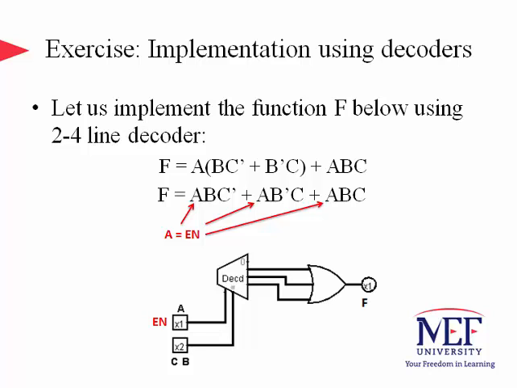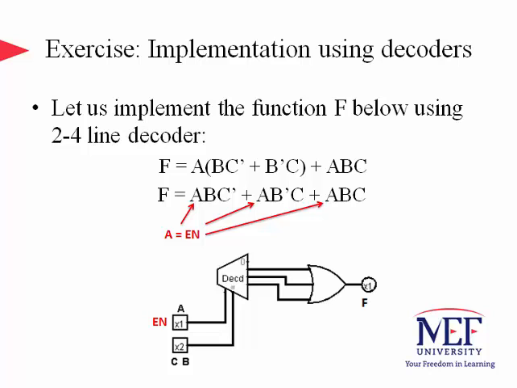So let's just have an example. Implementation using decoders. For example, we would like to implement a function f. Here is our example: f is given by a(bc' + b'c) + abc. If we write this function in SOP form, you'll immediately realize that the decoder outputs push out the minterms.